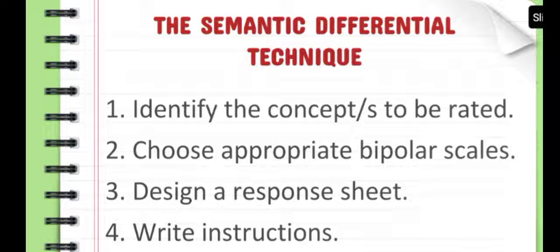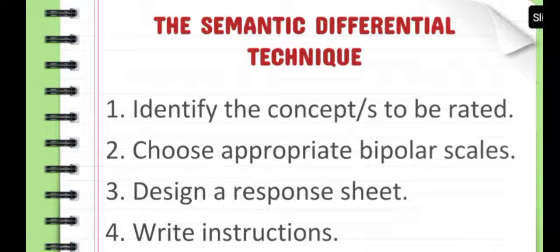Okay, number 2, choose appropriate bipolar scale. In doing a semantic differential technique, we need to consider those options we are providing. We need to choose an appropriate bipolar scale for the respondent to easily understand and rate what needs to be rated. Because there are some who can't understand the meaning of some words. Thus, the difficulty of words should be considered. Examples of pair adjectives that we can use are good to bad, high to low, honest to dishonest, happy to sad, likely and unlikely, and many more.